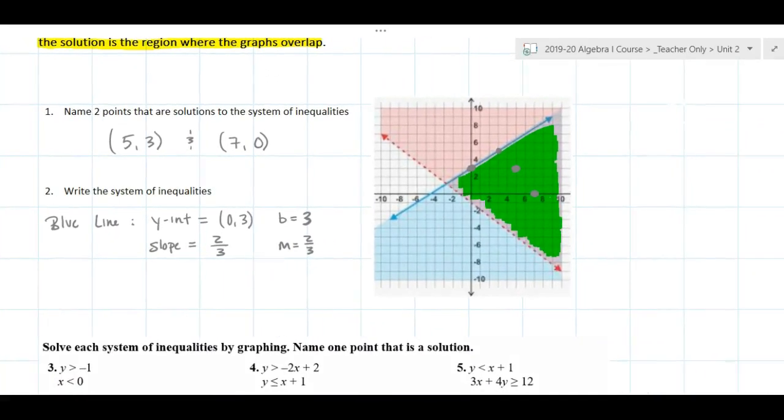So I'm going to start writing my equation. Y, the shaded region, is less than this blue line. It's also equal to this blue line since we have a solid line. Y is less than or equal to 2/3 x plus 3.